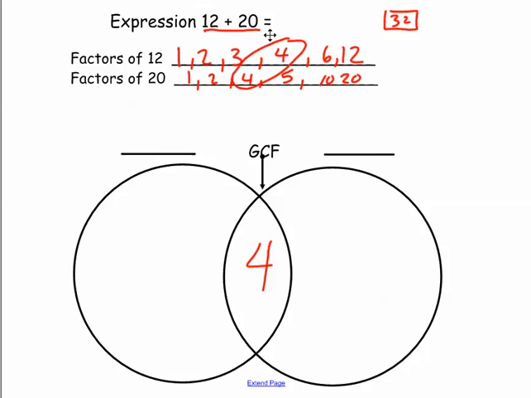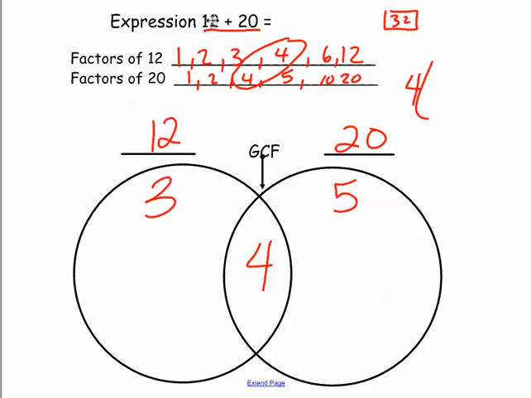Remember my expression was 12 plus 20, so I'm looking for 12 and 20. So 4 times what gave me this 12? Well, that would be 3. And then 4 times what gave me this 20? That would be 5. All right, so these are the numbers I'm going to look at. I factored out this 4, so I'm going to put 4 outside the parentheses.